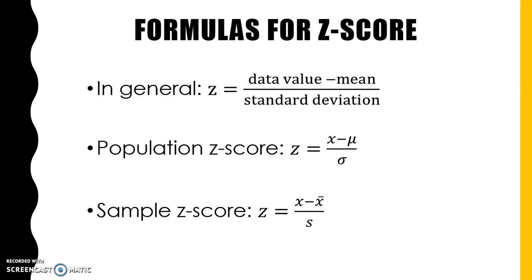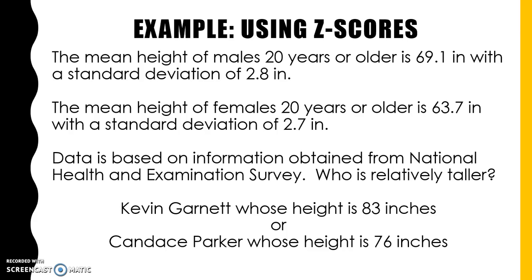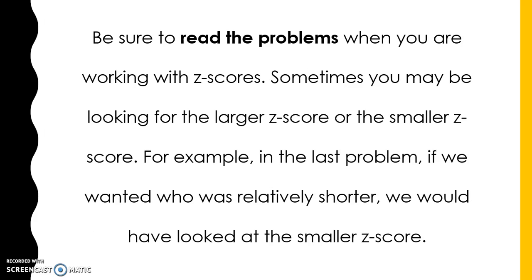So some formulas for z-score. In general, z is equal to the data value minus the mean over standard deviation. So you'll see the population z-score: z is equal to x minus mu over sigma. And then the sample z is equal to x minus x bar over s. I'll go through this example later on.